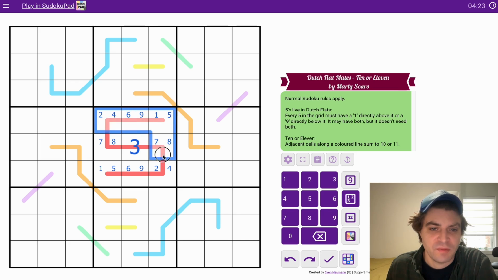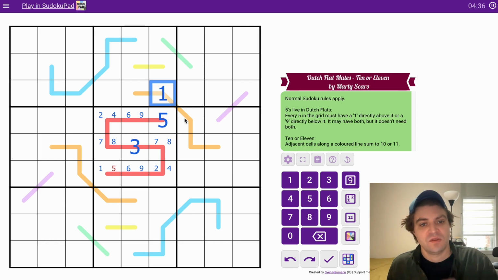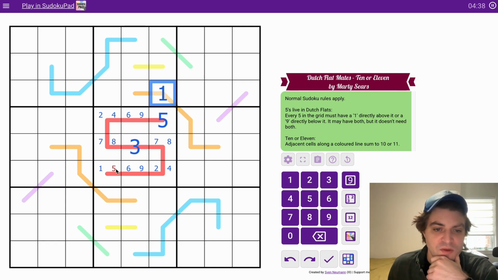Maybe I shouldn't have erased all my writing because I'm going to put it back in there in a second. If this was a 5, what would happen? Well, what goes below a 5? A 9? We couldn't have a 9 below it. We would need a 1 above it. That 1 would need to go here. Would that be allowed? I think it would. It wouldn't conflict at all.